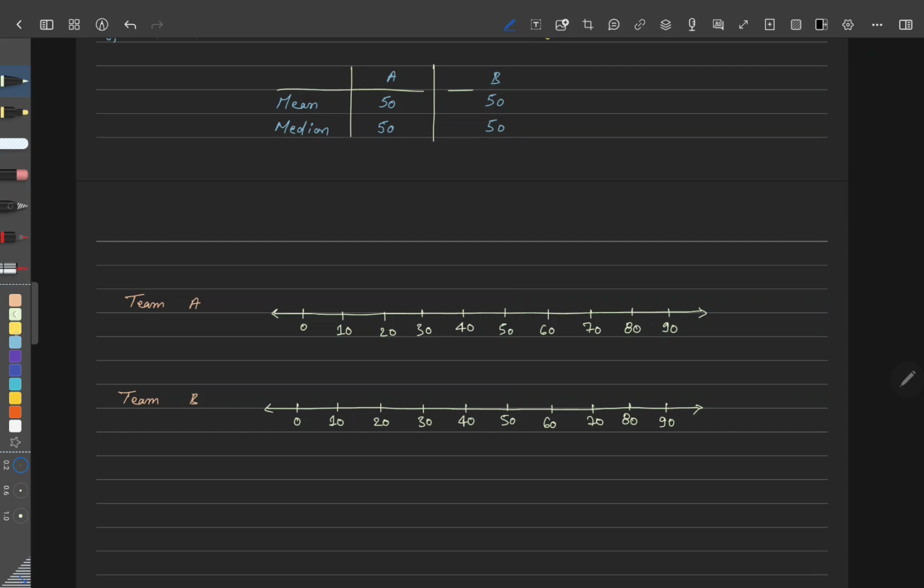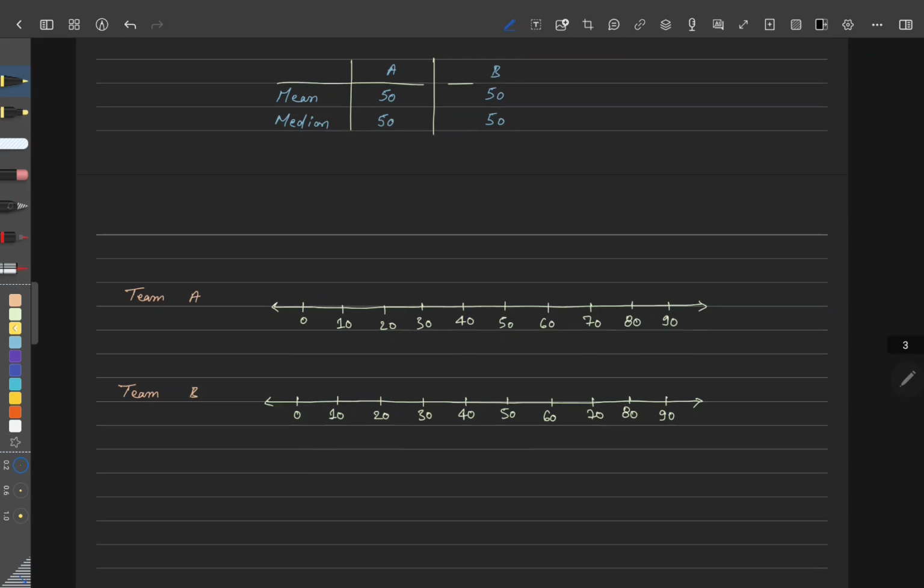Okay, so for team A, we have one point at 40, another at 45, then we have one at 50, another at 55, then we also have one at 60, and then we have another at 45, another at 50, and then another at 55, and then we have another at 50. Okay, similarly for team B, let's plot the data. So we have 10, we have 20, we have 30, 40, 50.